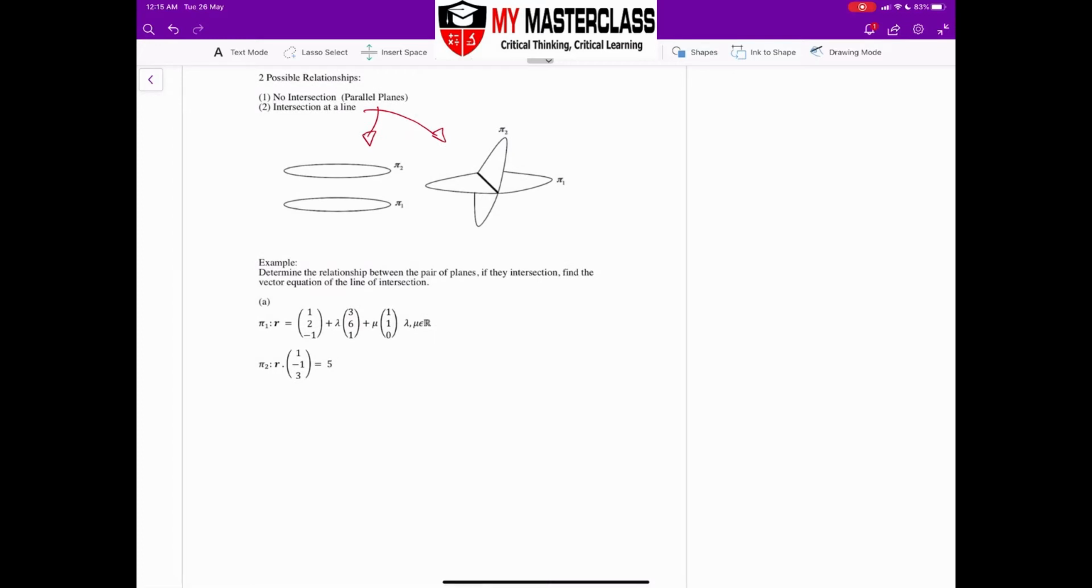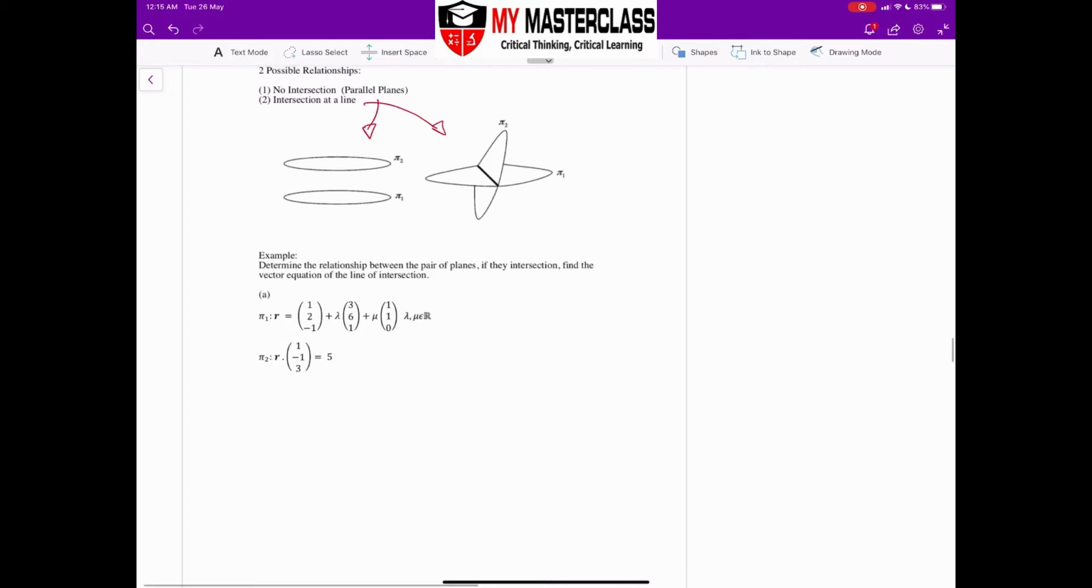Okay, so determine the relationship between the pairs of planes over here. If they intersect, find the vector equation of the line. So how do I determine if the planes are parallel? What I need to do is very simple. Over here I'm going to quickly tell you the answer straight, that plane 1 and plane 2 are parallel.